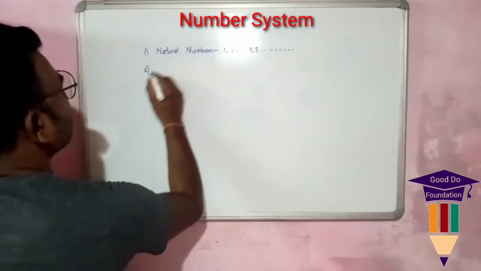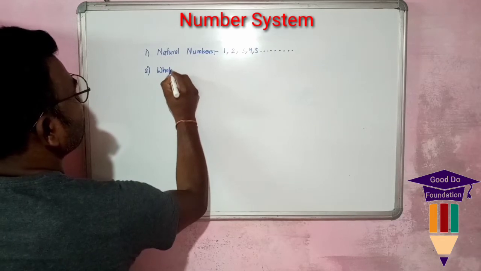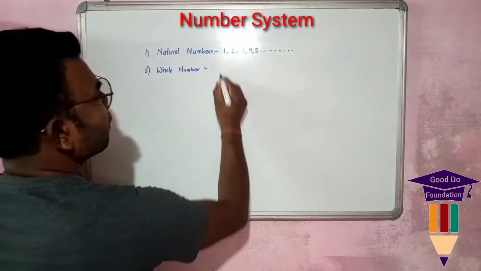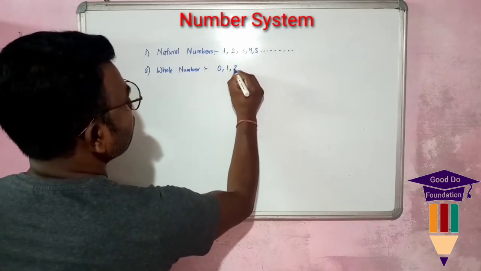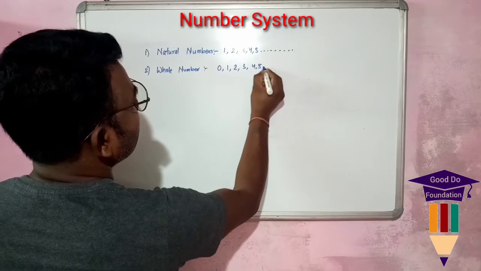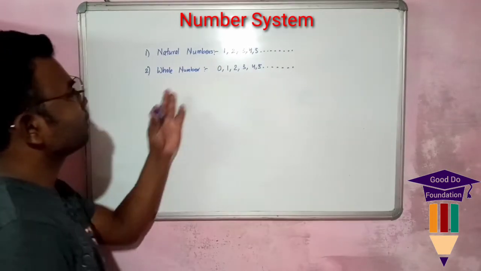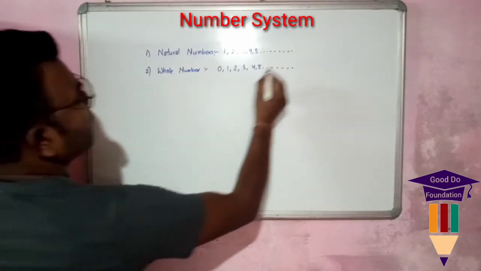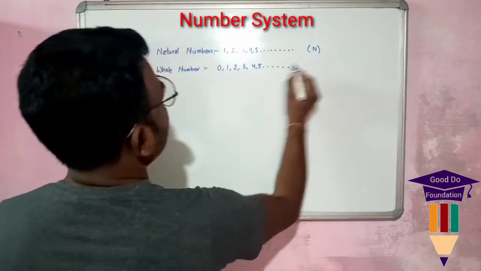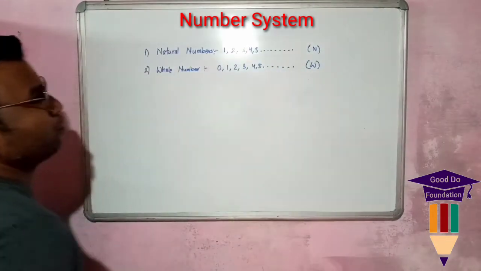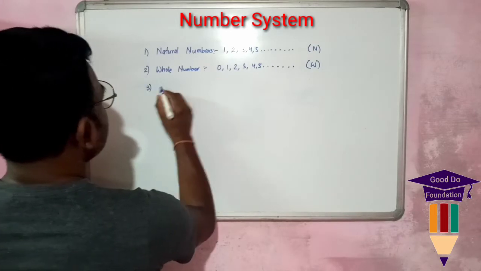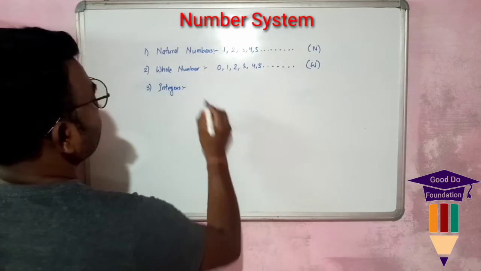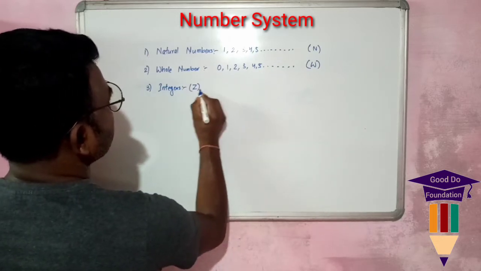Then whole numbers. Starting from 0 and so on, these all numbers are known as whole numbers. We denote natural numbers by symbol N and whole numbers by symbol W. Then we have integers. We represent it by Z.